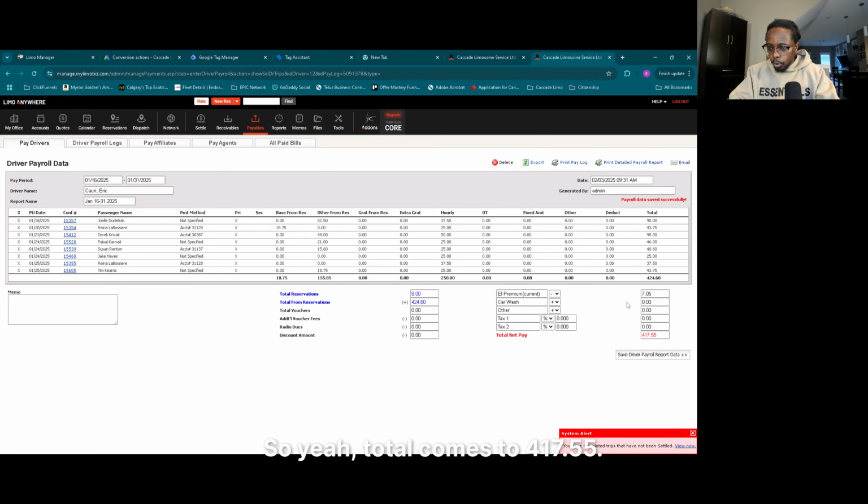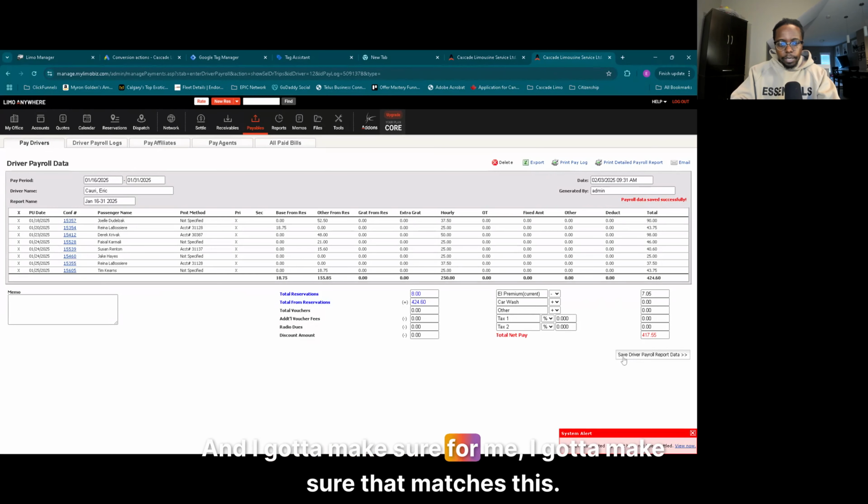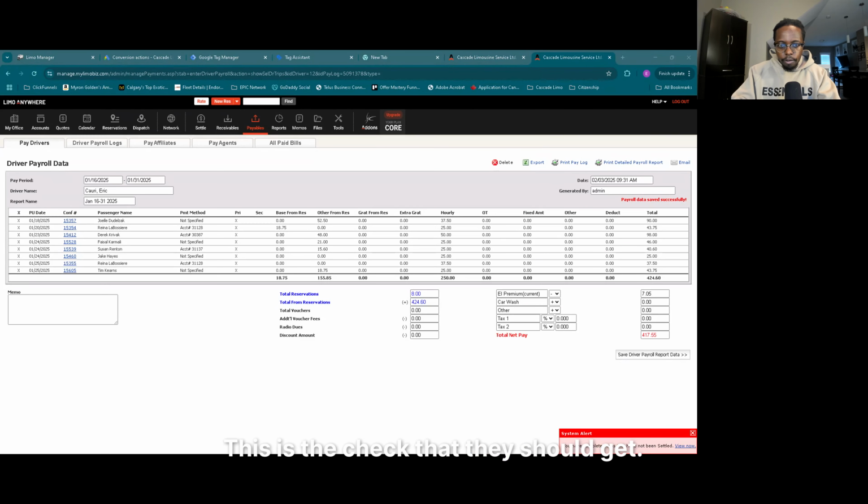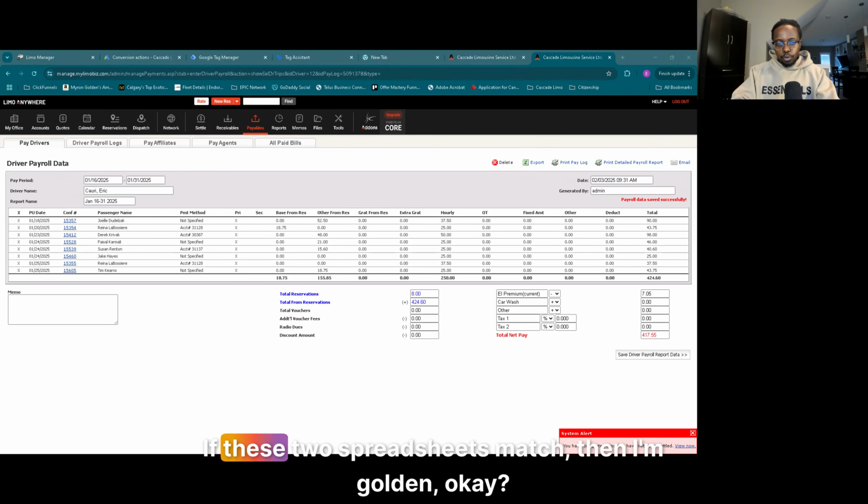So yeah, total comes to 417.55. And for me, I've got to make sure that matches this. This is the check that they should get. 417.55, it matches. If these two spreadsheets match, then I'm golden.